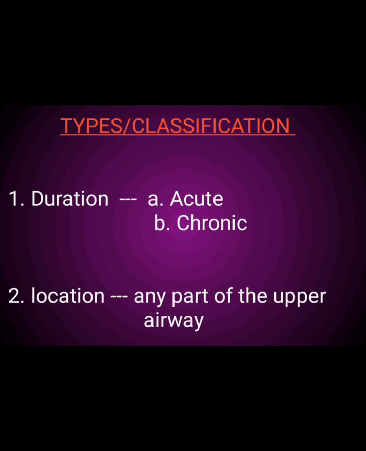Second subheading is types or classification. Based on duration and location, it is classified into two types. Based on duration, it is divided into acute and chronic, and based on location, any part of the upper airway.